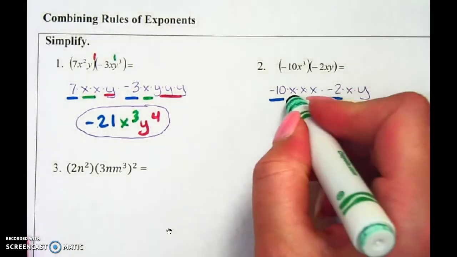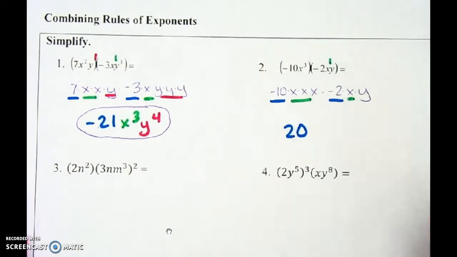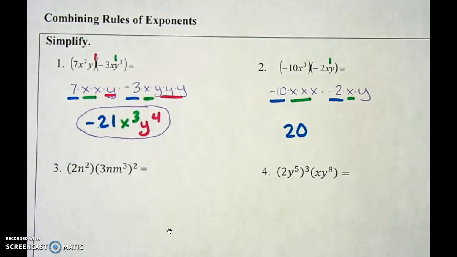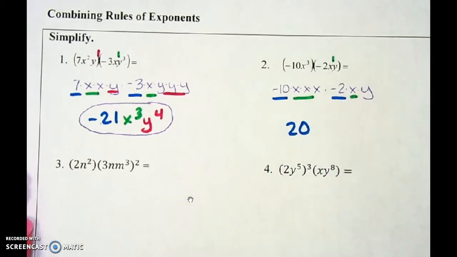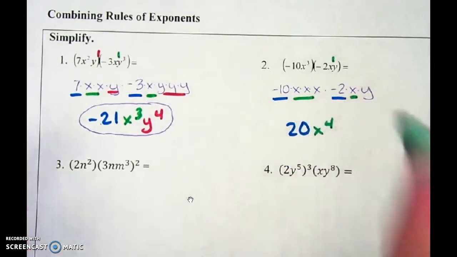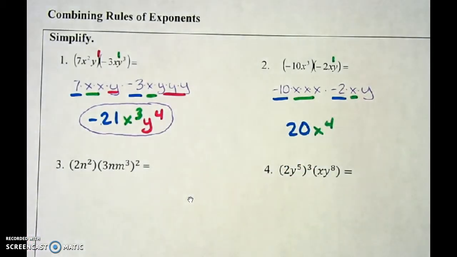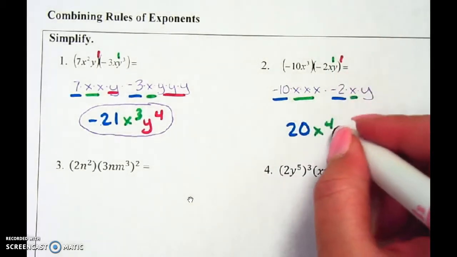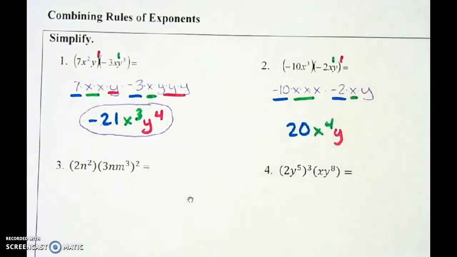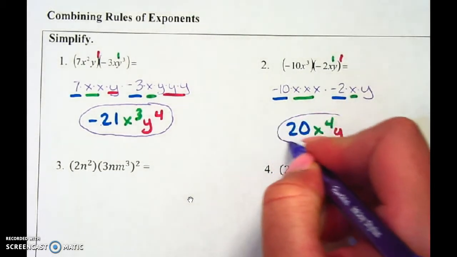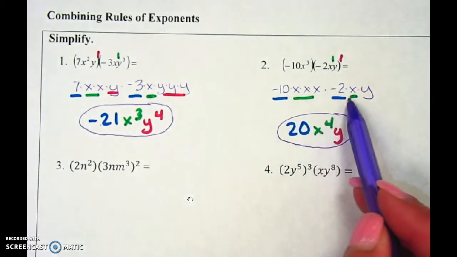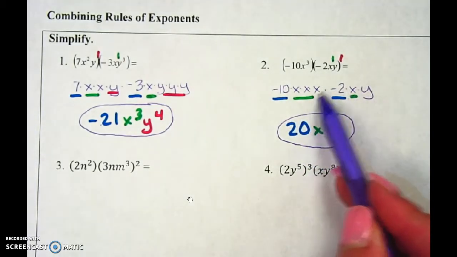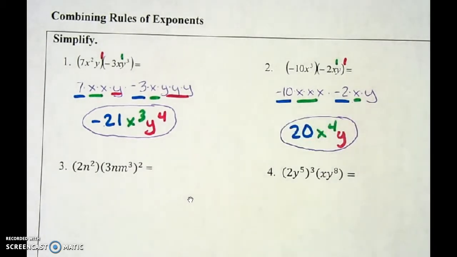And then I have x to the third with 1x over here. So my rules of exponents say to add the exponents. I have 3 plus 1, which altogether gives me x to the fourth. I only have 1y, though, so I can write y to the first or leave that as just y. Again, my final answer should be in alphabetical order. So an x and then y, and I combined my x's with my x's, my y's with my y's. Those numbers out in front just get multiplied.